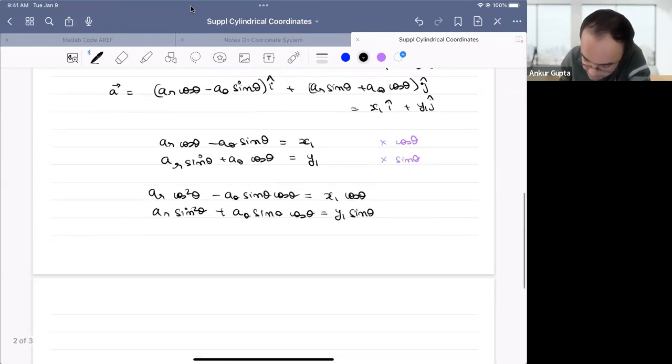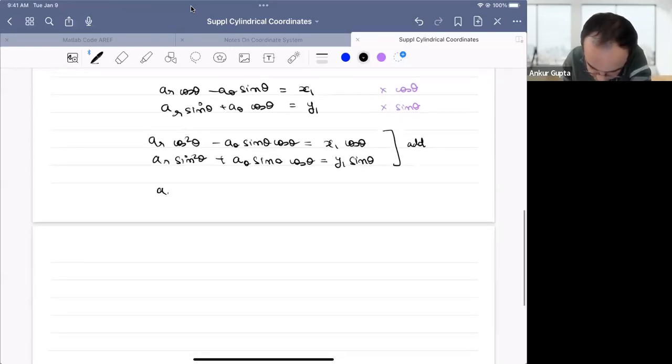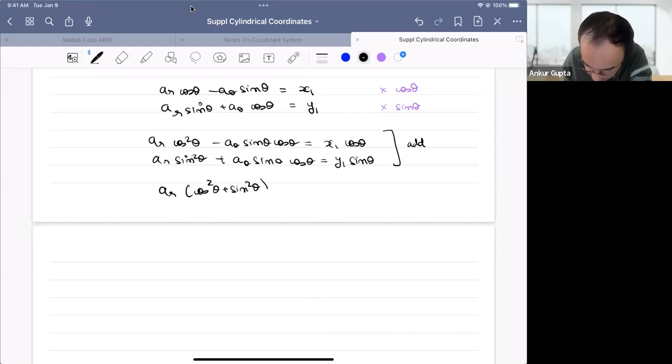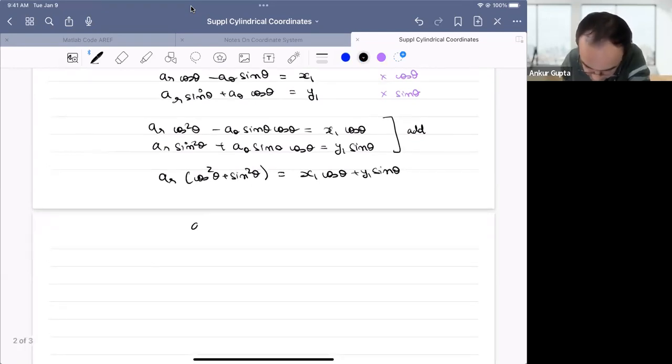Now if you add them, then we get A_r. So the A_theta part will go away. So I'll get A_r times cos square theta plus sine square theta is equal to x1 cos theta plus y1 sine theta. Okay. And finally, this means that A_r is equal to x1 cos theta plus y1 sine theta.